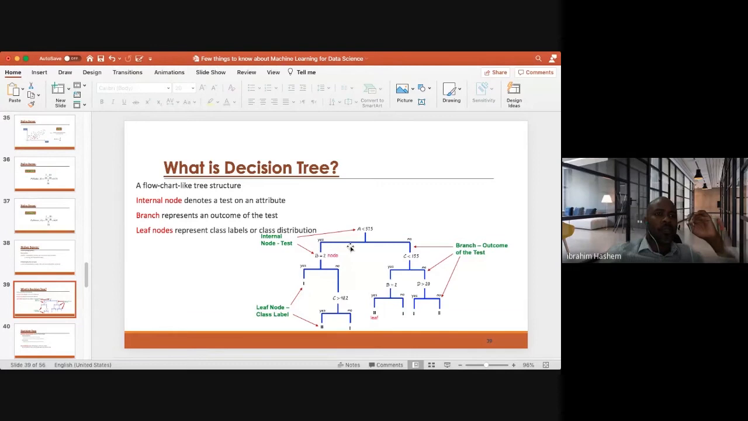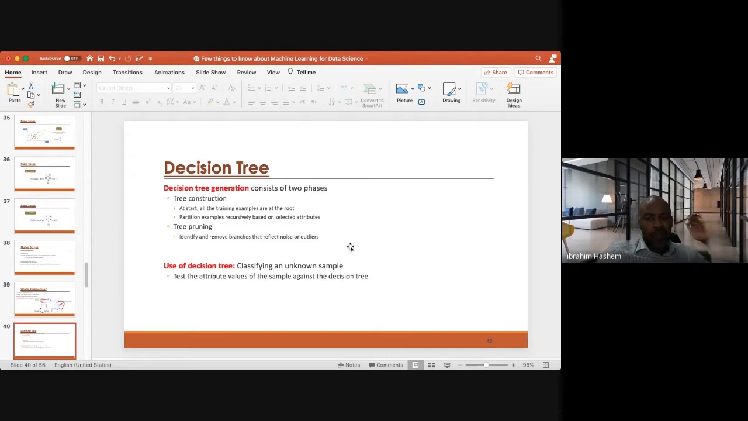They use information gain to check each and every feature and to see which one has to be started with. So it's based on entropy. When it comes to decision tree, as I said, it consists of two phases: tree construction and tree pruning. In tree construction, all the training examples start at the root, and then you partition them recursively based on the selected attributes.